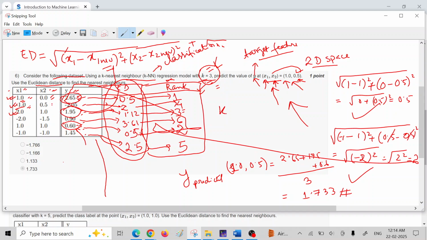But if I take k equal to 1, then either I have to consider this 0.5 distance or the other 0.5 distance. If I consider the first one, the predicted y value will be 2.65, whereas if I consider the second one, it will be 0.60. To resolve this kind of conflict, the criteria will already be given, regarding which particular k value we need to consider.